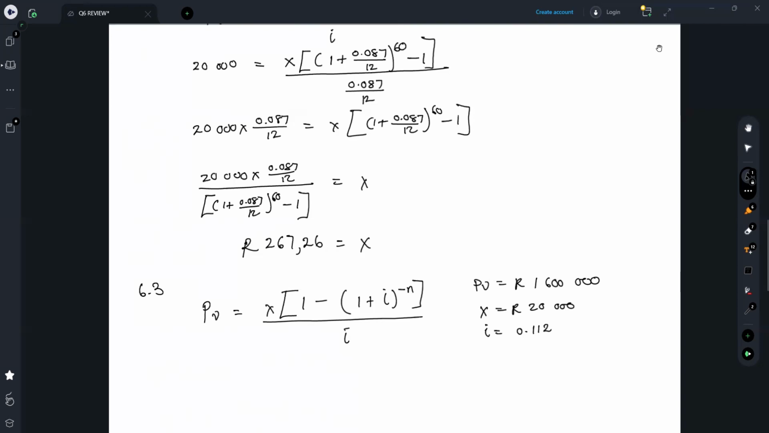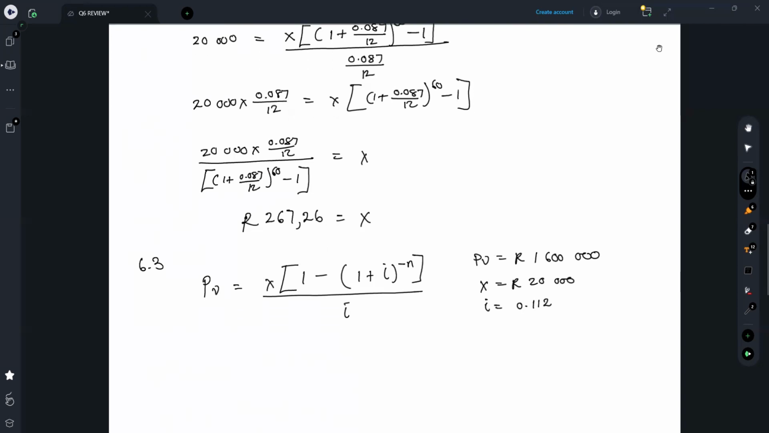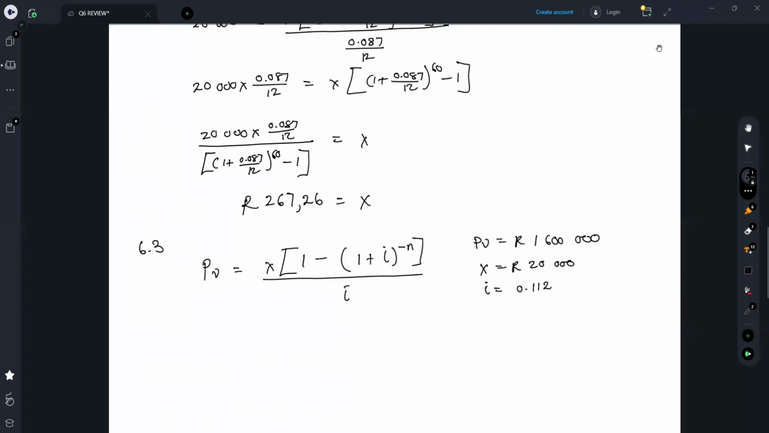Okay. So now let us substitute and solve for n in this case, because that's what we're looking for, right? This is what we're looking for: the number of withdrawals that Tino will be able to make. In most cases, when you are dealing with a loan, this would be the number of payments you would have to make to amortize that loan. Okay, so now let's substitute: 1,600,000 equals 20 grand times 1 minus, here I have 1 plus 0.112 over 12 to the power minus n.